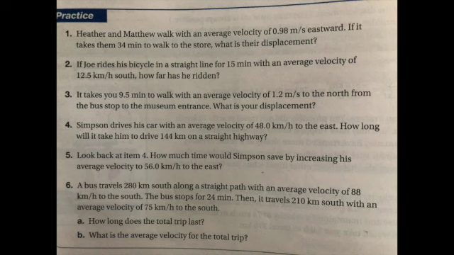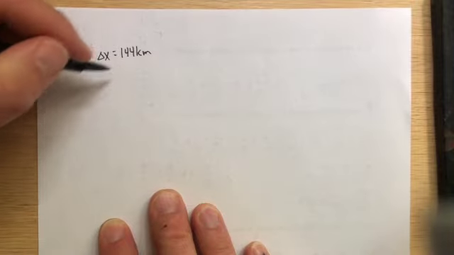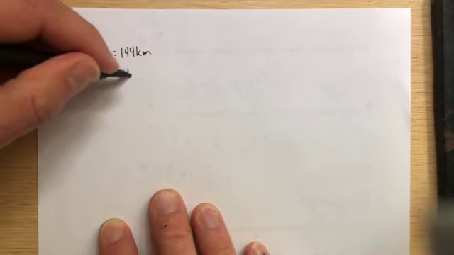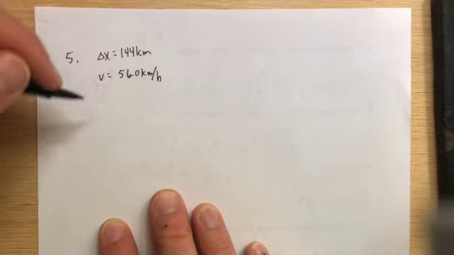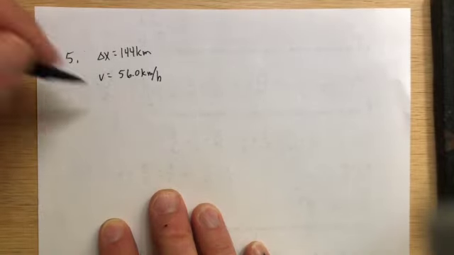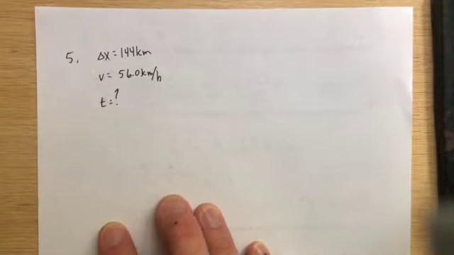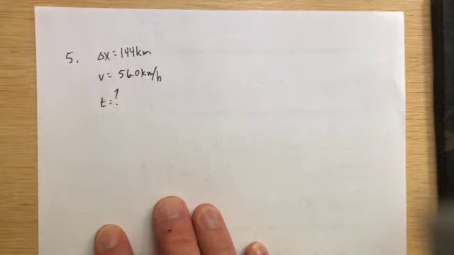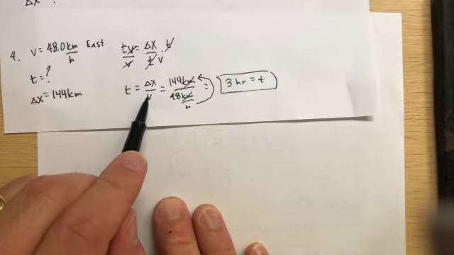All right, moving on to number 5. Okay, number 5 says look back at item 4. How much time would Simpson save by increasing his average velocity to 56 kilometers per hour to the east? So now the distance is still the same, and the velocity has changed to 56 kilometers per hour. And it says, how much does the time change compared to number 4? Well, we have to know what the time is right now. So, same equation as before. T equals delta x over v.